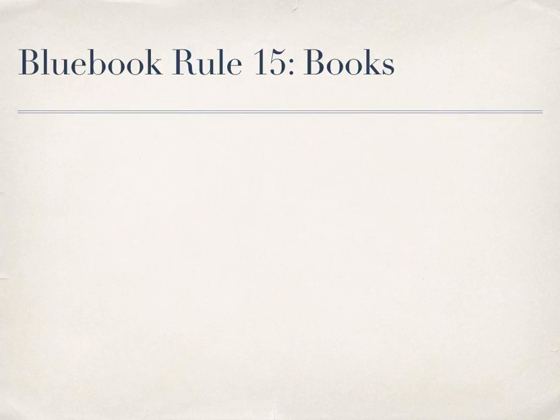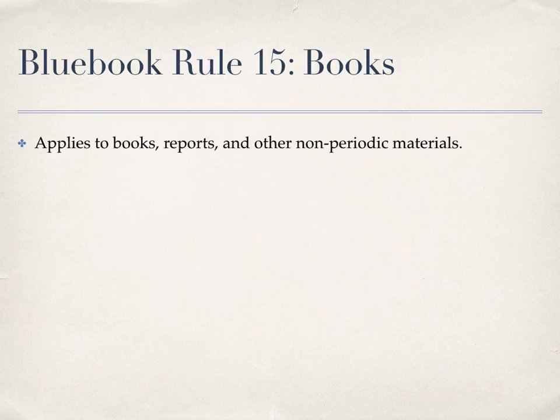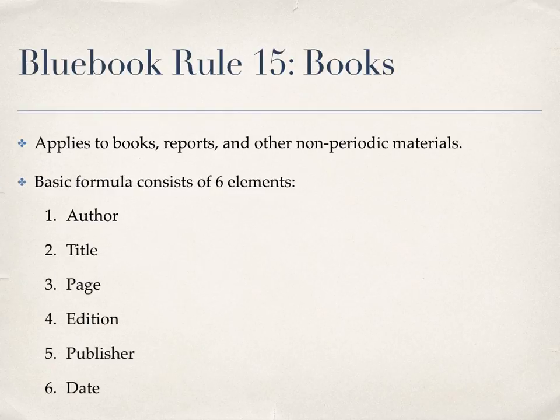Turning first to Blue Book Rule 15, this is the rule that dictates how we do cites for books. So this applies to books, reports, and any other non-periodic materials. The basic formula consists of 6 elements: the author, the title of the book, the page where you found the information that you're citing to, the edition of the book, possibly the publisher, and the date.